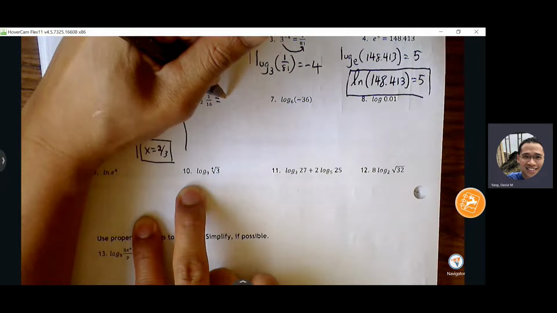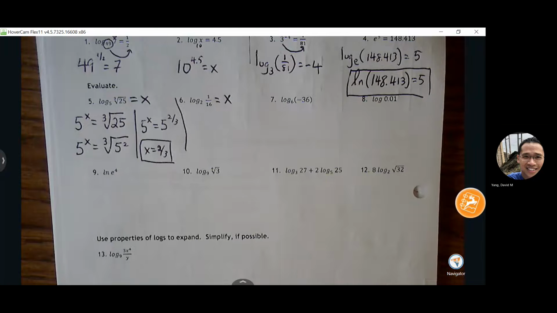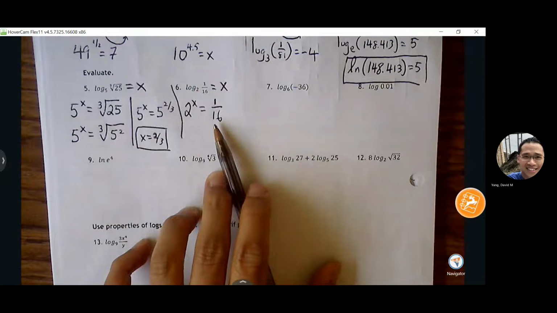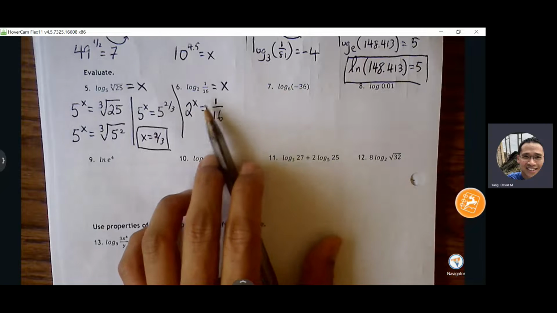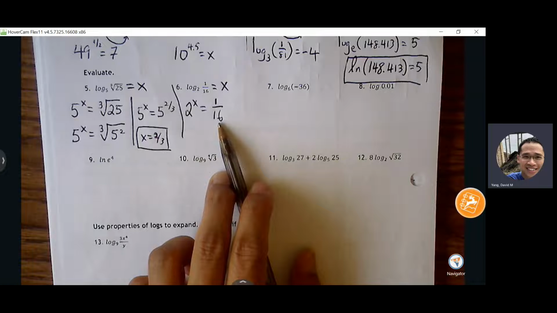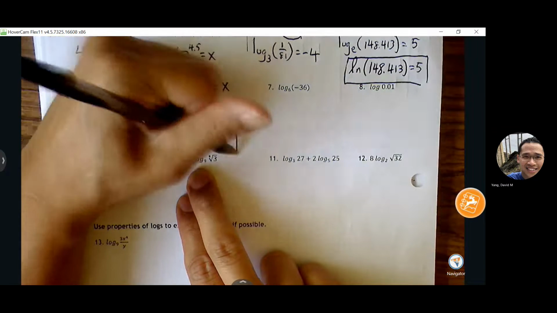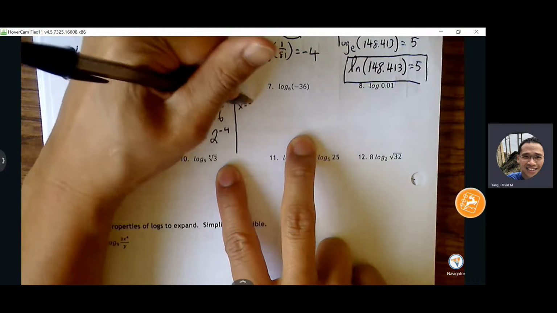Okay. Try number 6. See if you can make your way to the answer. If I get the bases to match, then I can just deal with the exponent. How can I write 1 over 16 as an exponential function with base 2? Good, 2 to the negative 4. There we go. That's the hard part. Now you can just identify your x value.